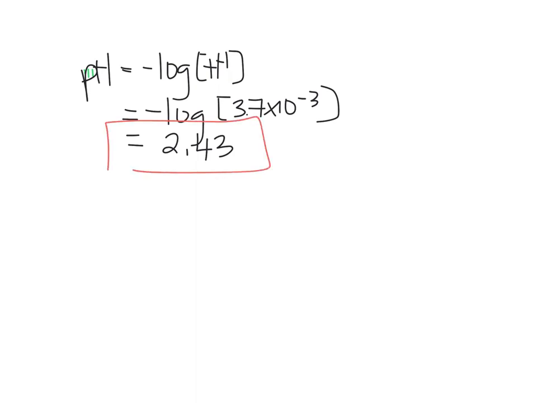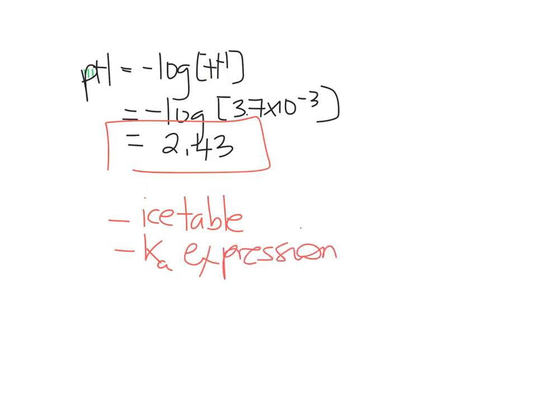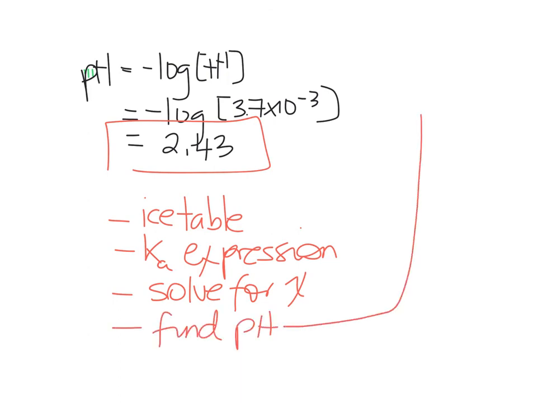So, for this equation, set up an ICE table. Set up your K expression. So now it's a Ka. Solve for x. Find pH using this formula.